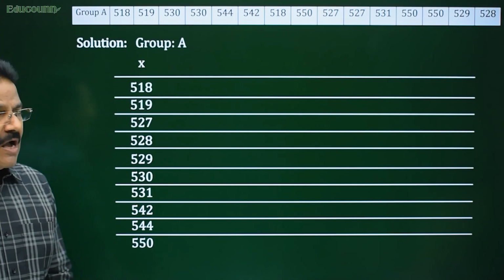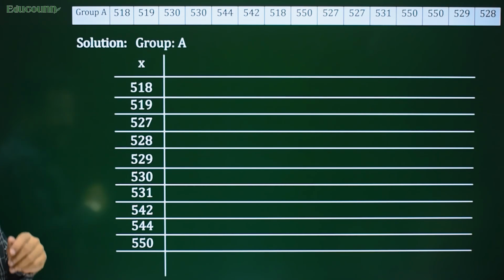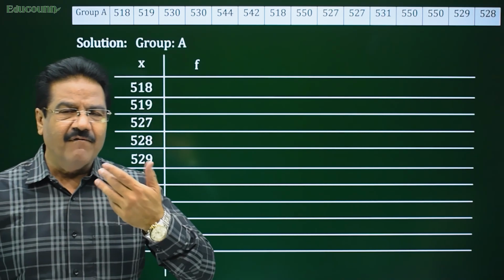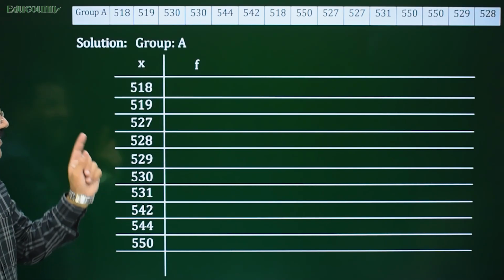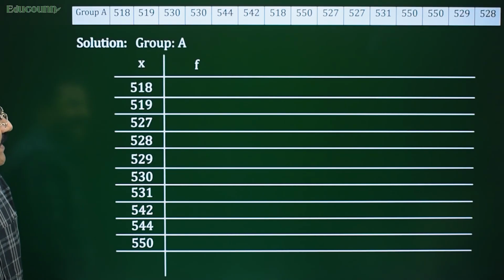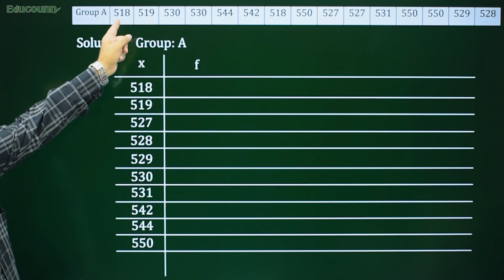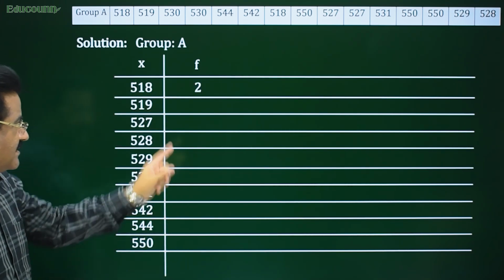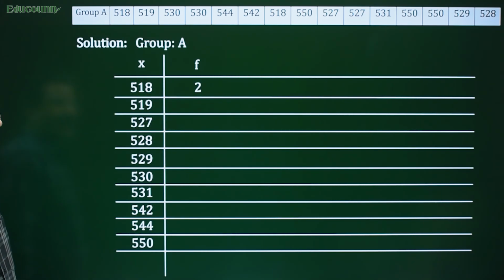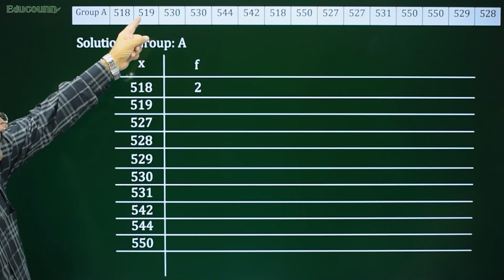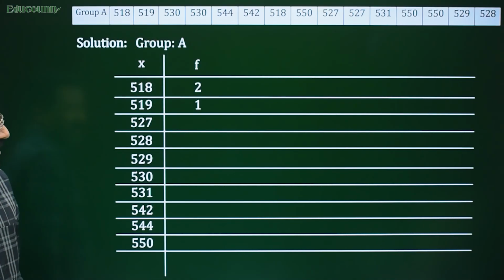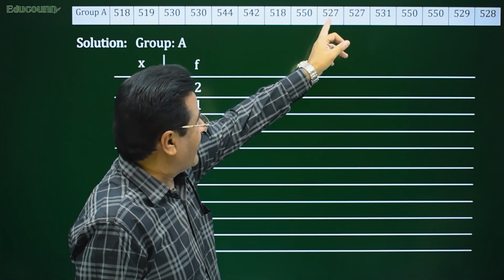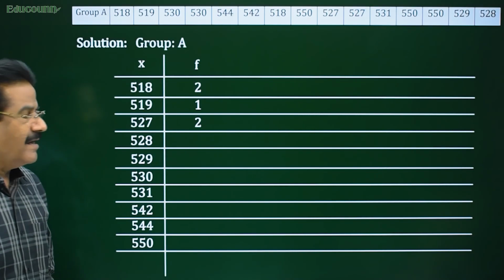Now here we are going to convert that in terms of frequency distribution in this manner. Frequency means number of repetition. Let us see that 518 is repeated for how many times? 518 is present as the first reading, as well as it is present over here. It means that it is repeating for 2 times. Now 519. We can see 519 here only once, means frequency is 1. Observe that 527. 527 are there, means 2 times.